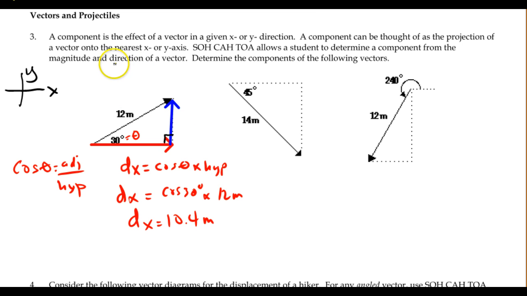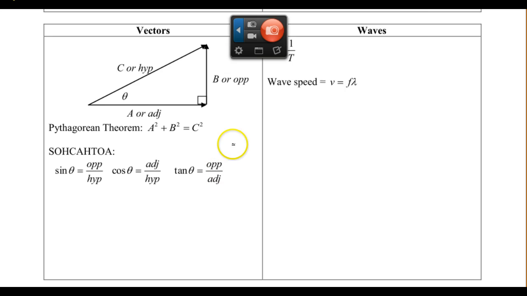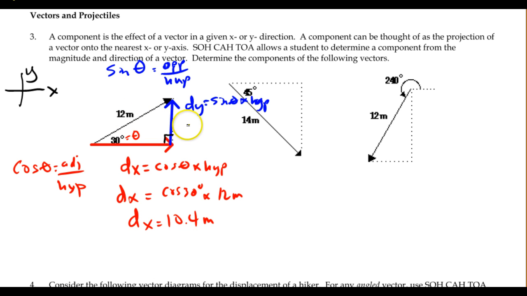Then for the blue side here, that's the opposite side of the triangle. So sine of theta is equal to the opposite side divided by the hypotenuse. If I solve that one for the opposite side, I'm going to get dy is equal to the sine of theta times the hypotenuse. And again, you can see both of those relationships on the formula sheet. So in this case, it's going to be the sine of 30 degrees, which is 1/2, times 12 meters, gives us 6 meters. Now you can always check yourself. You take 6 squared plus 10.4 squared, take the square root of that, you should be back to 12. So we've broken it into two components.